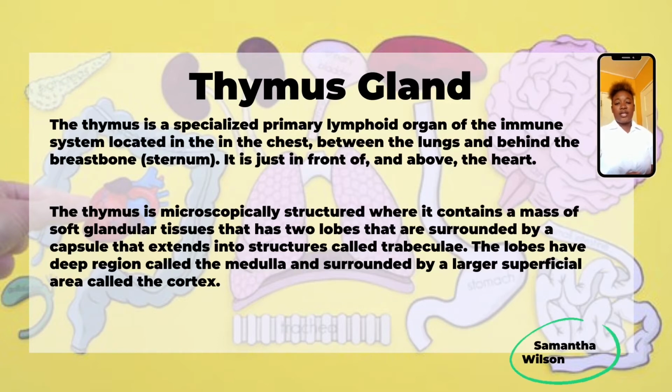The thymus contains a mass of glandular tissues and is made up microscopically of several structures. It has two lobes that are surrounded by a capsule that further extends into smaller structures called the trabeculae. In addition to these, the lobes also have a deeper region called the medulla. And lastly, the medulla is surrounded by a much larger superficial area named the cortex.